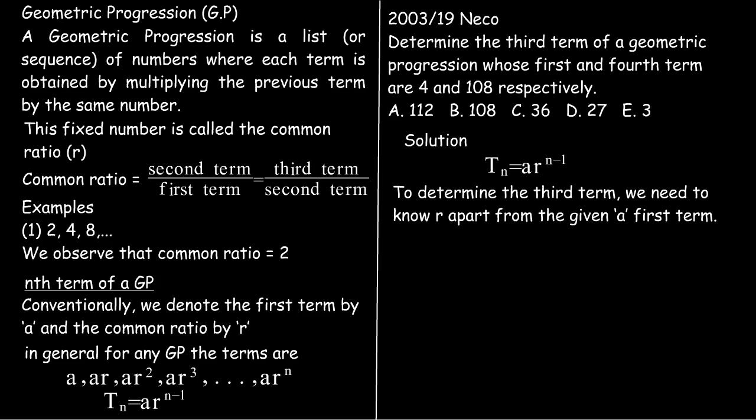The way to go around this is to use what we are given, and first of all look for r. We are given the fourth term, so T4 is equal to 108, which is equal to 4 times r to the power of 4 minus 1 using our formula. So 108 is equal to 4r to the power of 3, and dividing both sides by 4, 108 divided by 4 is equal to r to the power of 3. So 108 divided by 4 is 27, so 27 is equal to r to the power of 3, and finding the cube root of both sides, r is equal to 3.